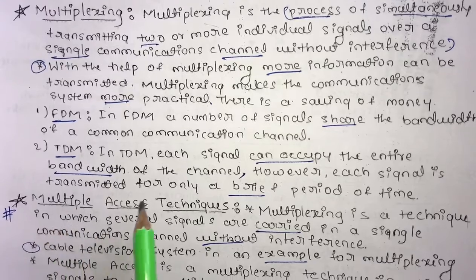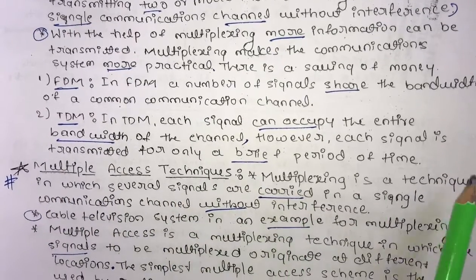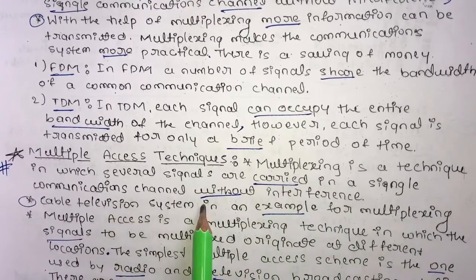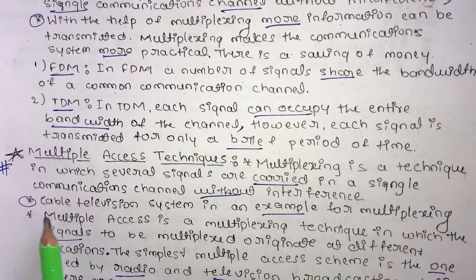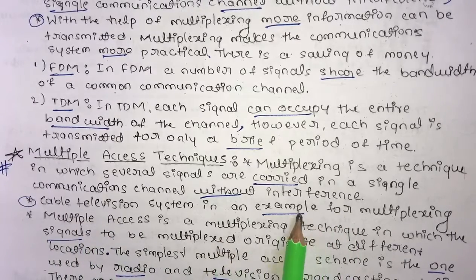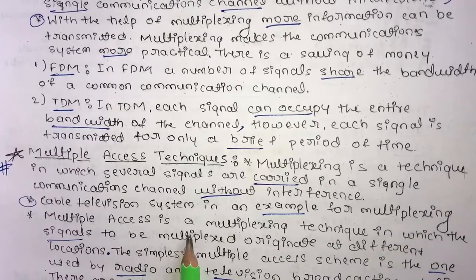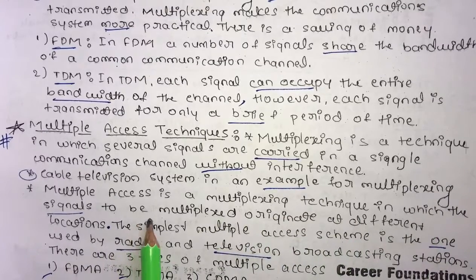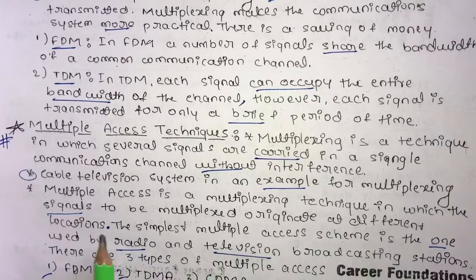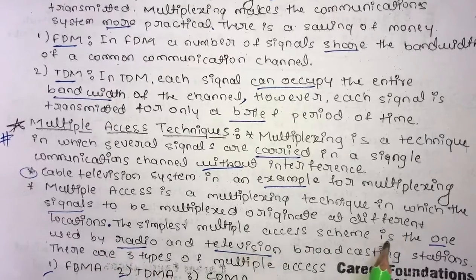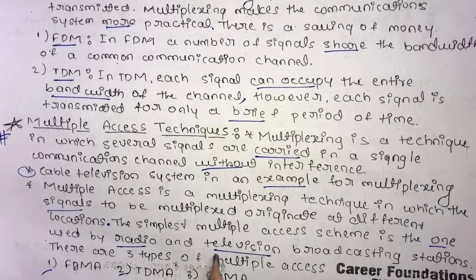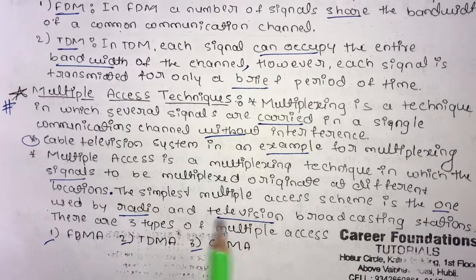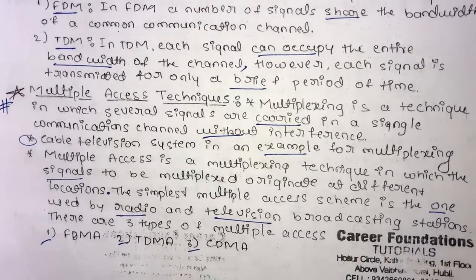Next, multiple access techniques. Multiplexing is a technique in which several signals are carried in a single communication channel without interference, and the cable TV system is a best example of multiplexing. Multiple access is a multiplexing technique in which the signals to be multiplexed originate at different locations. The simplest multiple access scheme is the one used by radio and TV broadcasting stations. There are three types of multiple access techniques: FDMA, TDMA and CDMA.